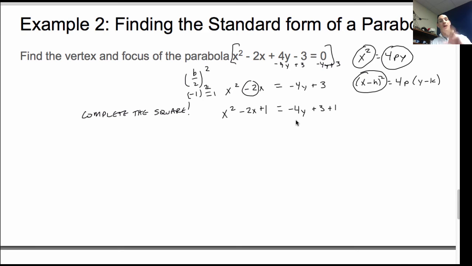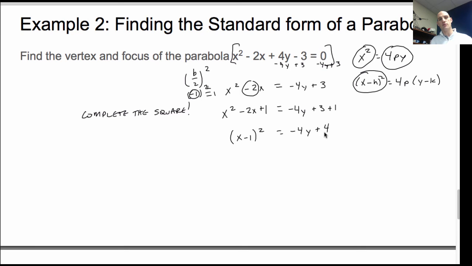How did I know what to add? I'm completing the square on this side. Well, now I'm going to rewrite it using this. Okay, so I've got x minus 1 squared. This is equal to this. Like if you FOILed it all out, it would be equal to this. That's what completing the square does for us.